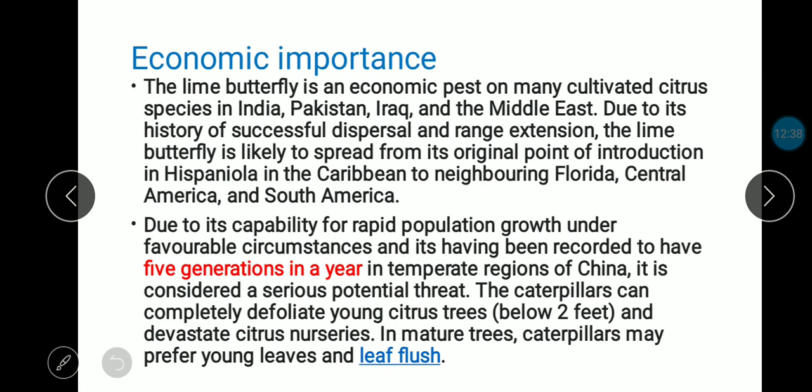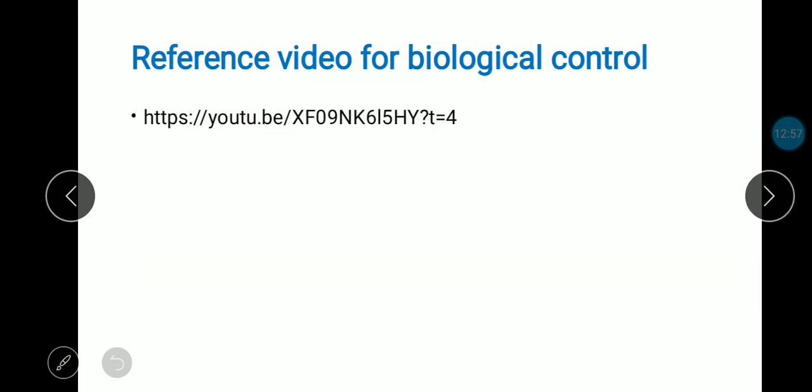The caterpillars can completely defoliate young citrus trees below 2 feet and devastate citrus nurseries. In mature trees, the caterpillar may prefer young leaves and leaf flush. These harmful pests must be controlled with the help of biological control, mechanical control as well as chemical control.